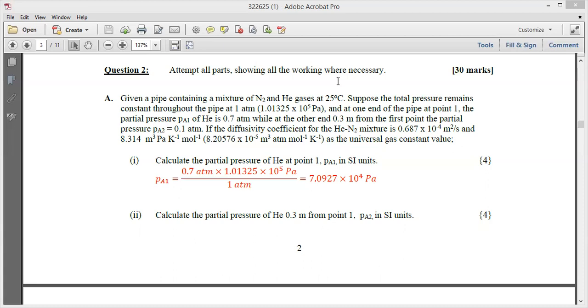It says, given a pipe containing a mixture of nitrogen, this is similar to the one that we went through together in our notes, but it's slightly different. Given a pipe containing a mixture of nitrogen and helium gases at 25 degrees Celsius, suppose the total pressure remains constant throughout the pipe at 1 atmosphere.